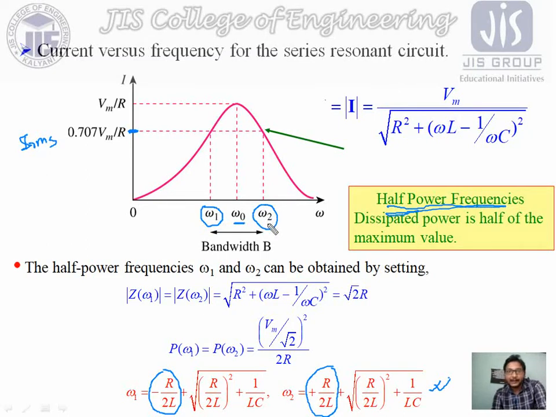Okay, and the difference between these two half power frequencies is called the bandwidth. So bandwidth B is nothing but the difference of these two half power frequencies. We can calculate the bandwidth as omega 2 minus omega 1, or sometimes it's written as mod of B equals omega 1 minus omega 2. Okay, that's how we can find the bandwidth.